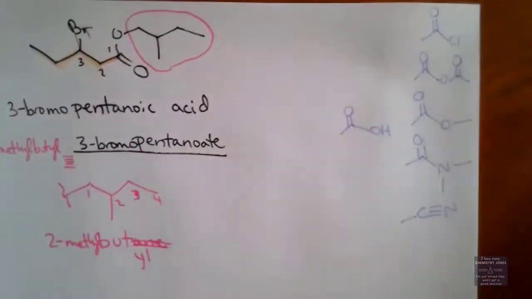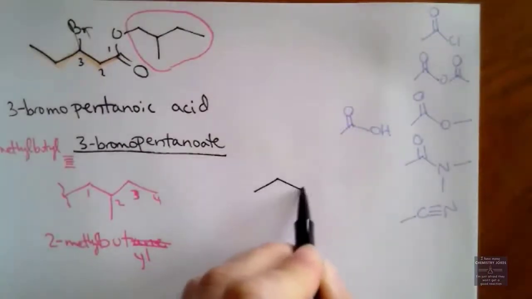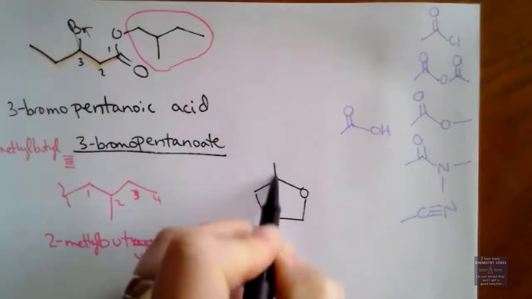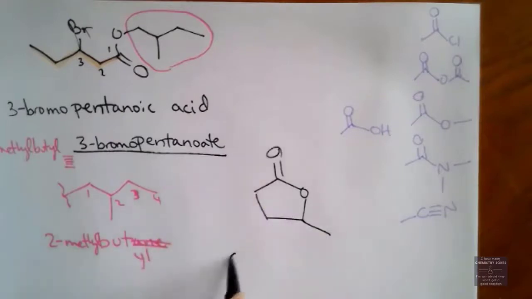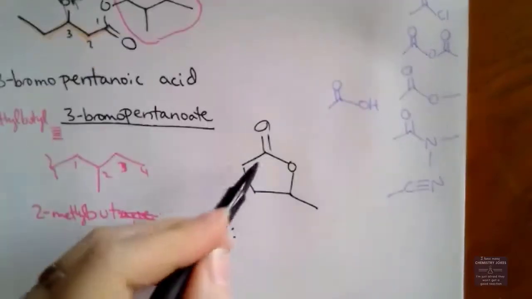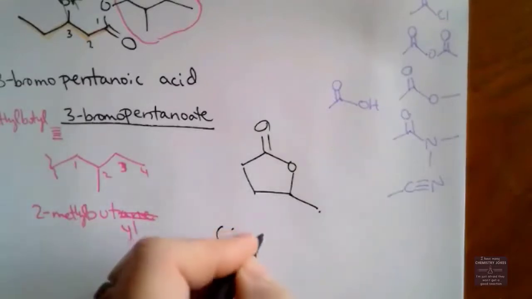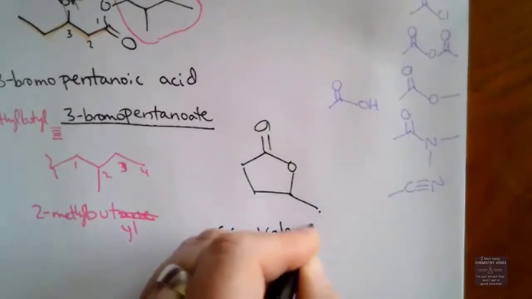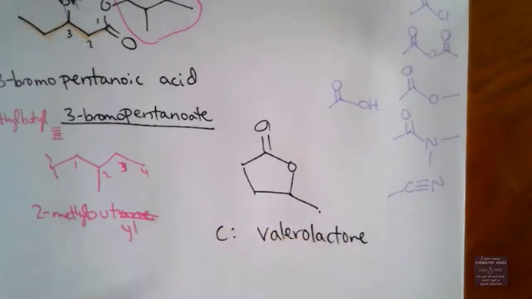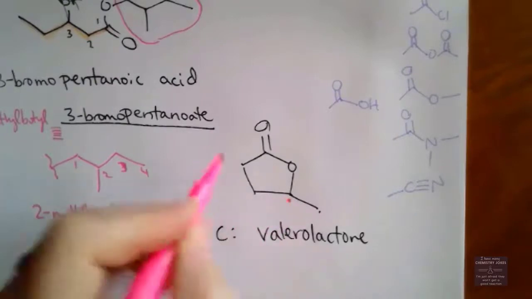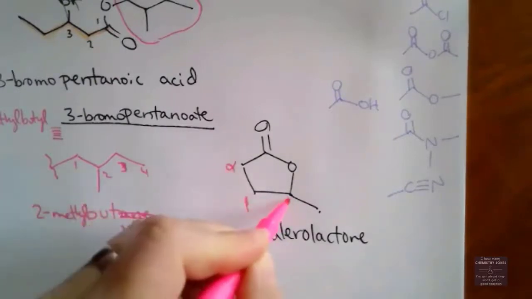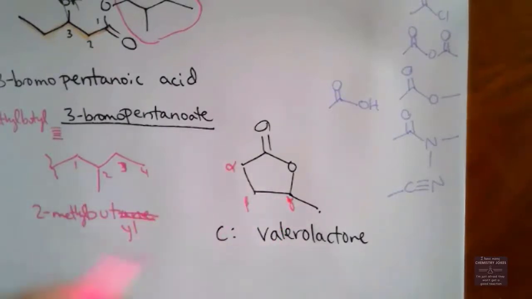And then, a lactone. If we name this lactone, we will do common and IUPAC. Common for this guy, 1, 2, 3, 4, 5 carbons in total. So it's a valerolactone. And that bond here is what we need to refer to: alpha, beta, gamma valerolactone.